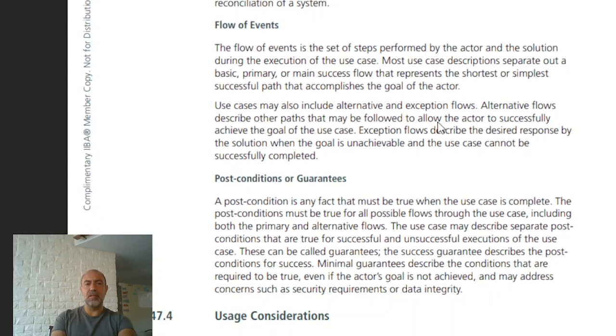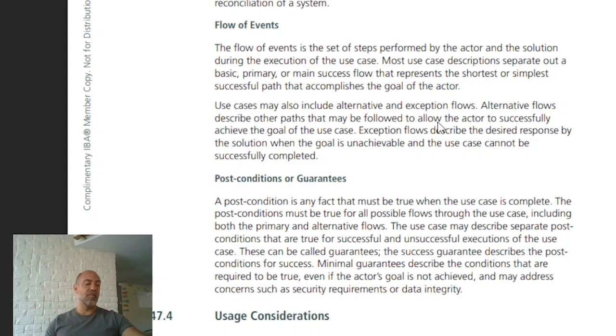What are the flow of events? The flow of events is the set of steps performed by the actor and the solution during the execution of the use case. Most use case descriptions separate out basic, primary, and main success flow that represents the shortest or simplest successful path that accomplishes the goal of the actor.